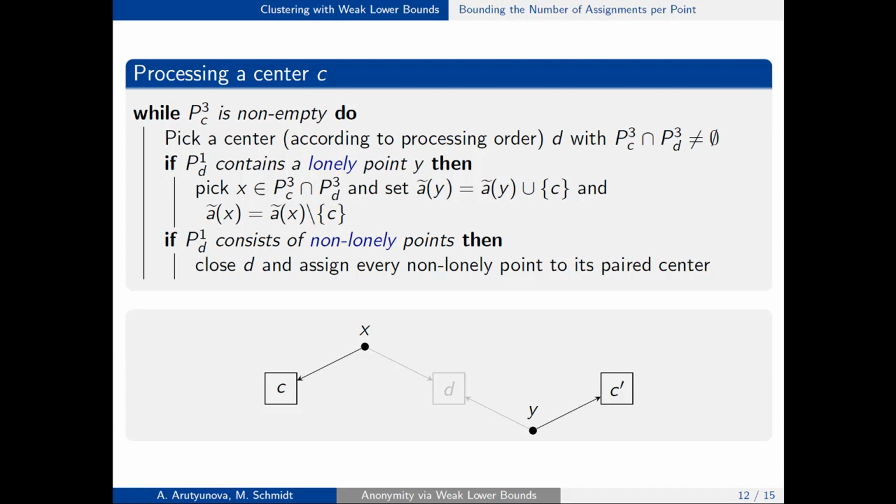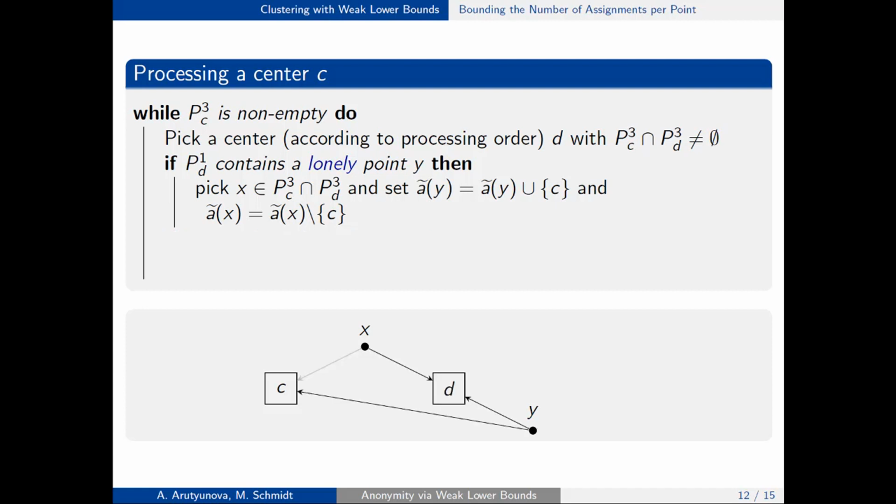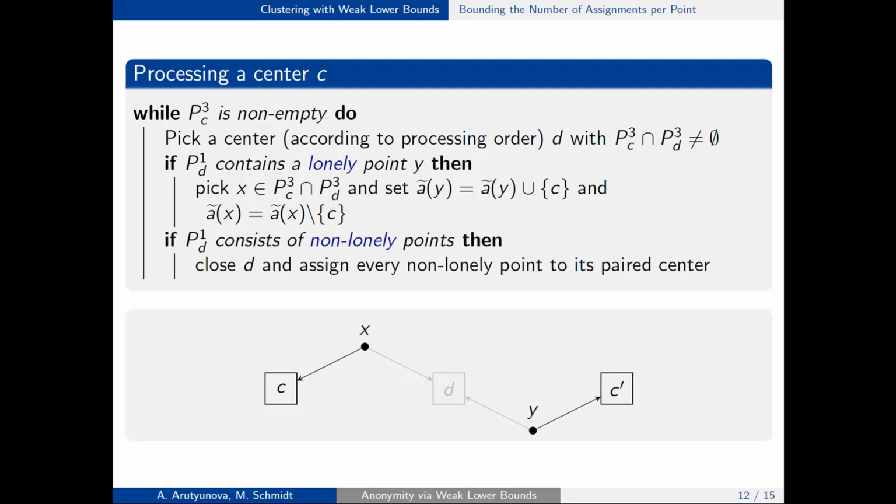Also, we guarantee that the lower bound is satisfied at all open centers, and we never add connections to points which are assigned more than once. So here in the picture, in the first case, we assign Y to C, but this can only happen since Y is assigned only once. So in the end, we get a solution which has 2 weak lower bounds, and now it is left to bound the cost.